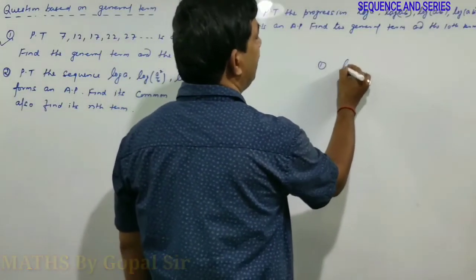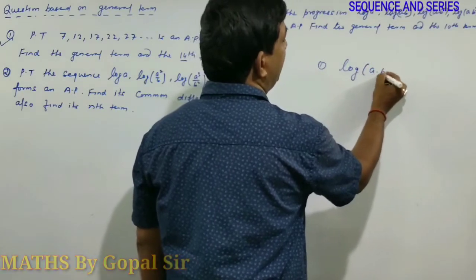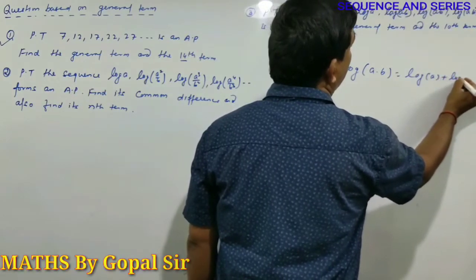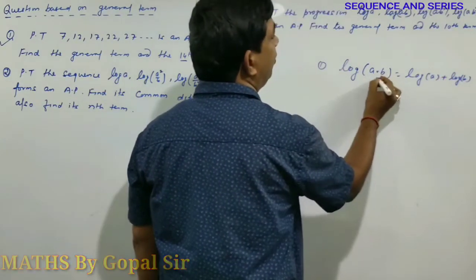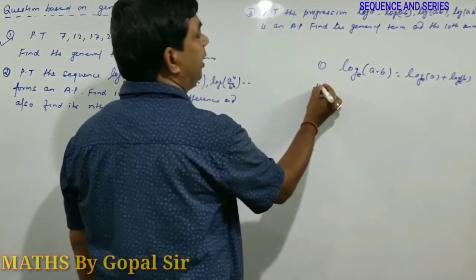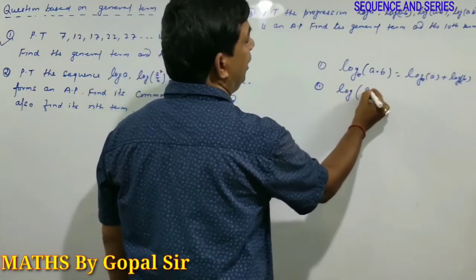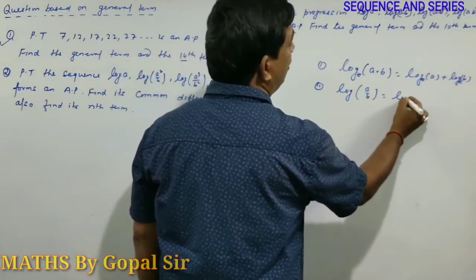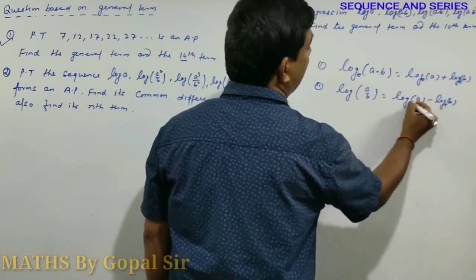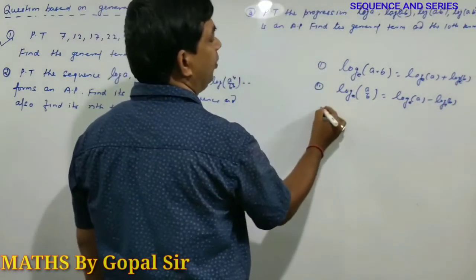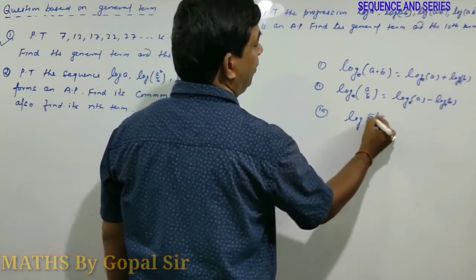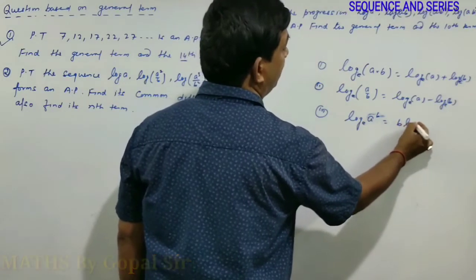See here, if a product is inside the log, then it becomes a sum: log a into b is always log a plus log b. Here no base is there, which means it is e or 10. Second, log a by b, a log of a quotient, comes in difference form. And one more, log m to the power n, or you can say log a to the power b, we can say is b log a.